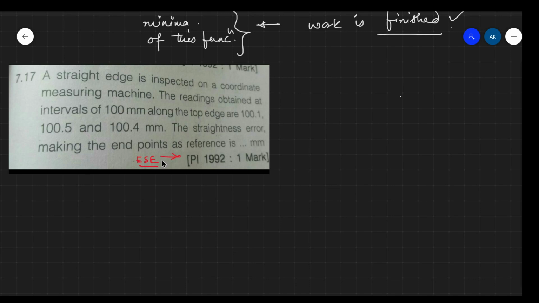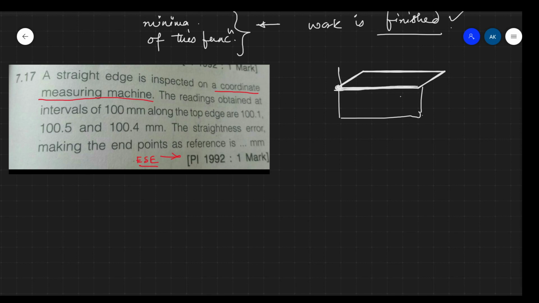but they are asking it. So, don't worry, even if you had no idea about this coordinate measuring machine, you can still solve this question. How? We will just see. Now it states that a straight edge is inspected on a coordinate measuring machine. It means there was some object like this, okay? And this straight edge was measured by this coordinate measuring machine by putting probes.